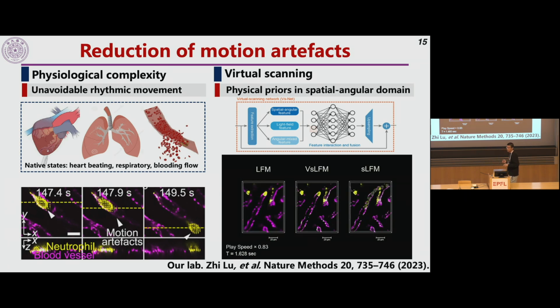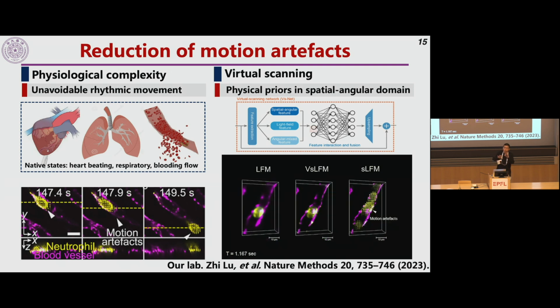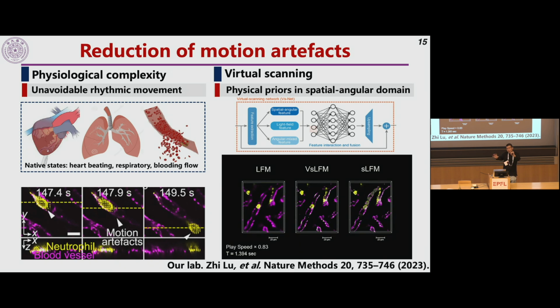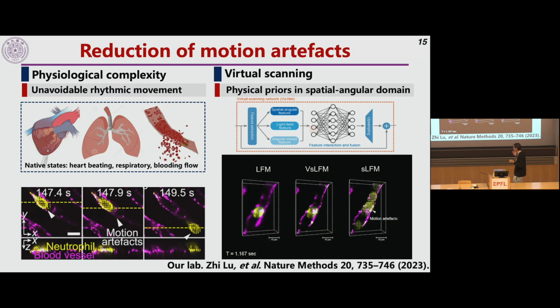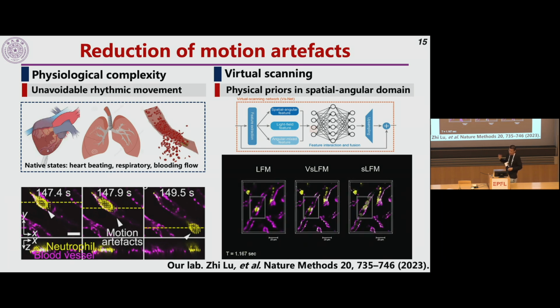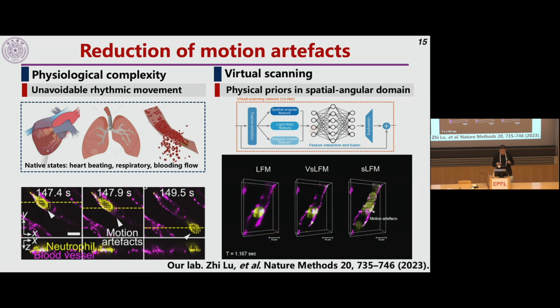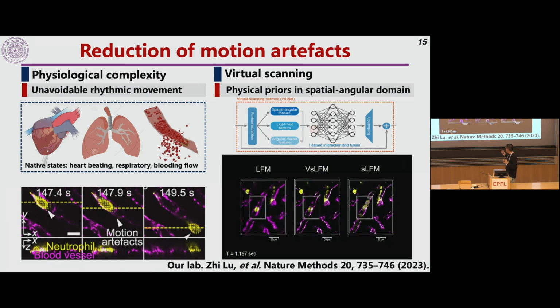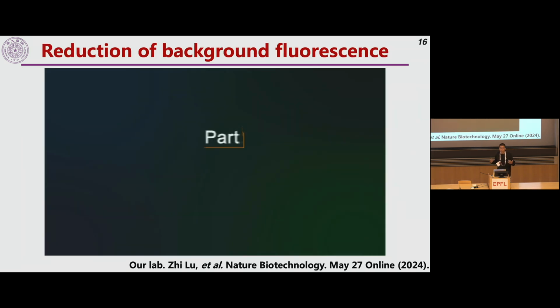So we develop a neural network. It's a 3x3 pixel realignment scanning, so we can use frames 1 to 9 as one volume and frames 2 to 10 as another volume, and use the neural network to synthesize this process. Then we can eliminate this kind of motion artifacts and still maintain the 3D imaging speed up to the camera frame rate. And so in that case, we can resolve subcellular performance even during a very high-speed process.